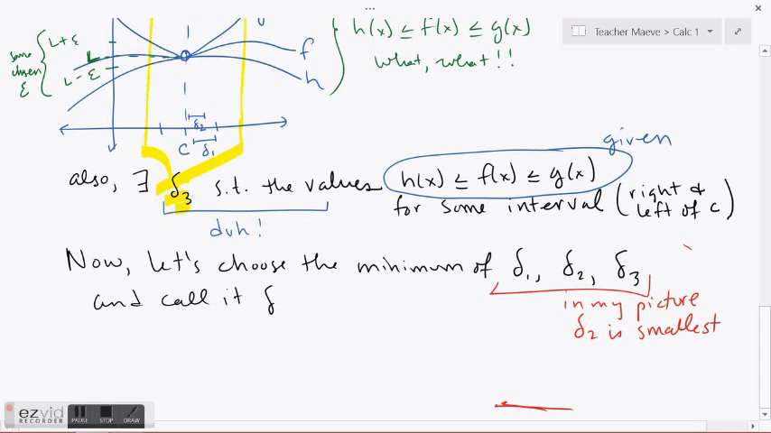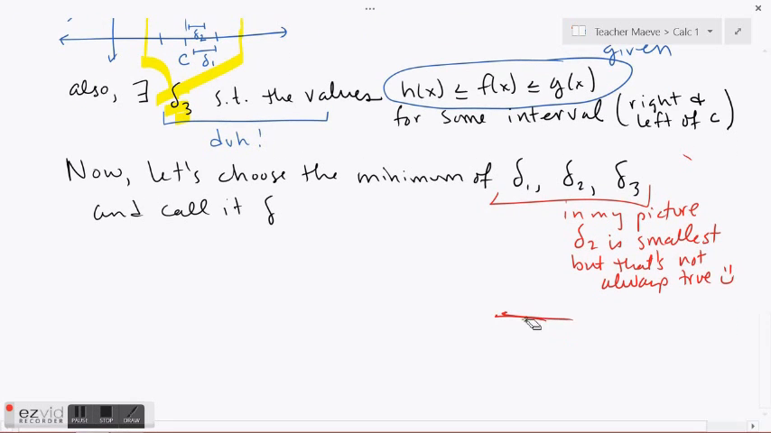All right, in my picture, delta 2 is the smallest, but that does not have to be the case. Again, that's just for my little picture, and really this proof is in an arbitrary situation. Arbitrary meaning it could be anything. My functions could be anything as long as h is less than f is less than g, and as long as the limit of h is equal to the limit of g is equal to L.